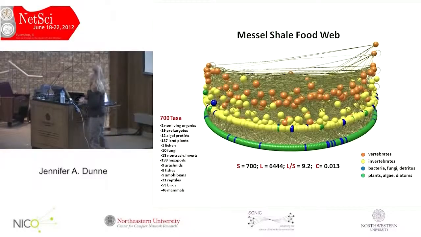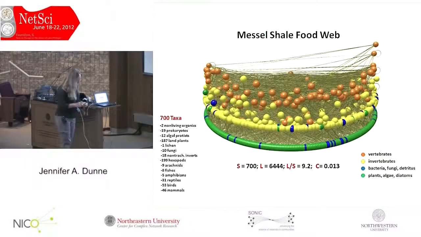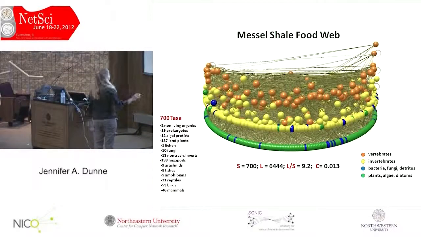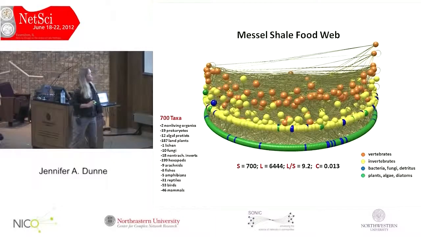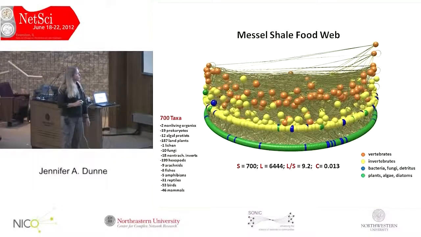So when you put it all together, this is what you come up with. This is a food web for the Messel Shale. It has 700 taxa, over 6,000 feeding links. And of the taxa, there's a huge array of types of organisms represented. The orange shows vertebrates. The yellow shows invertebrates. Blue shows bacteria, fungi, detritus, and the green are plants, algae, and diatoms.